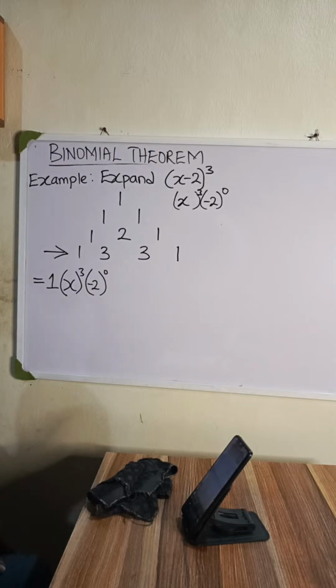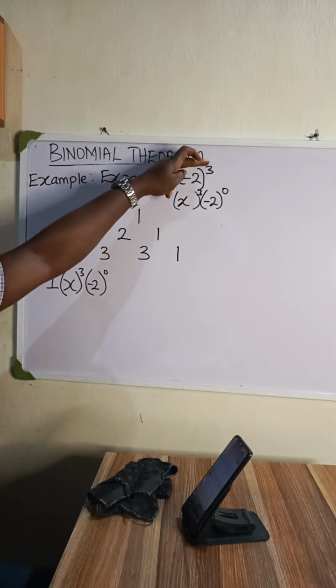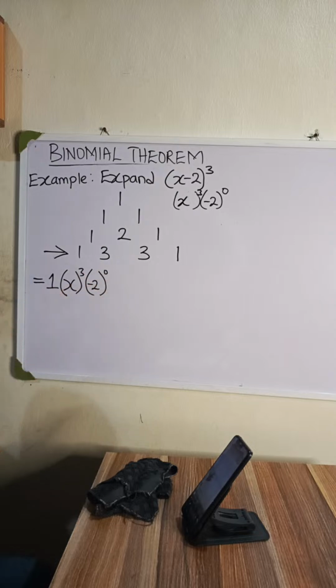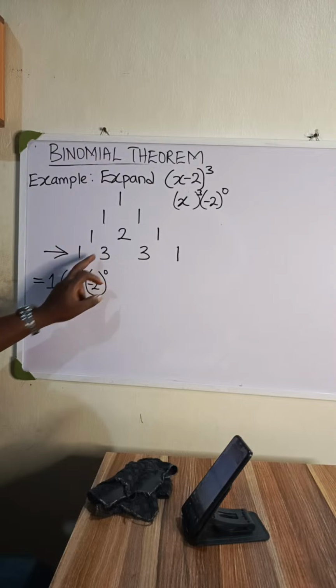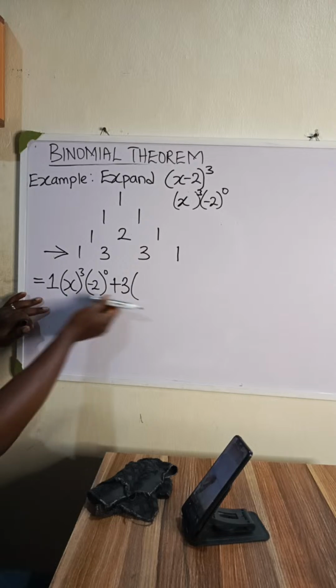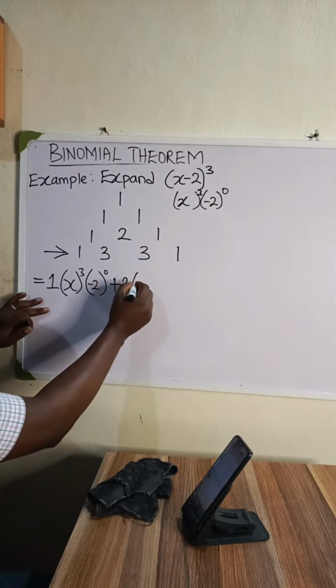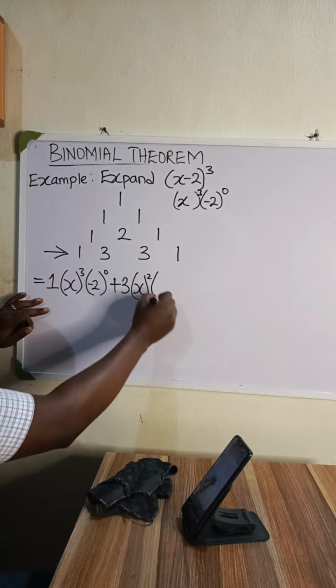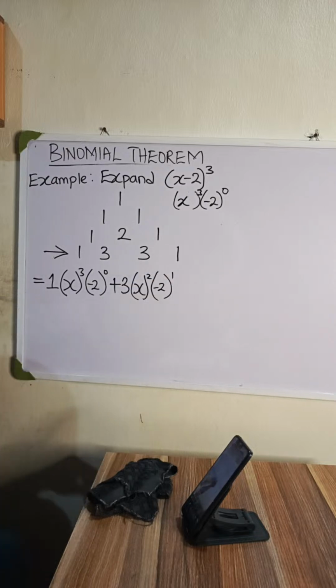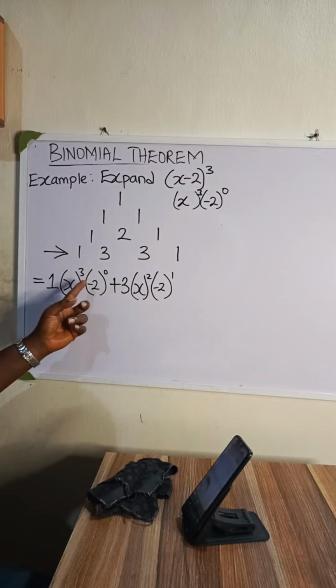I would like us to do it carefully. So we have picked this one. For this one, x to the power of 3, x has the maximum exponent, while minus 2 has an exponent of 0. Then we go to this one, so we have plus 3 into, as we are moving this way, the exponent of x is reducing, so we have x to the power of 2, minus 2 is going to have an exponent of 1. So the exponent of x is reducing, the exponent of minus 2 is increasing.